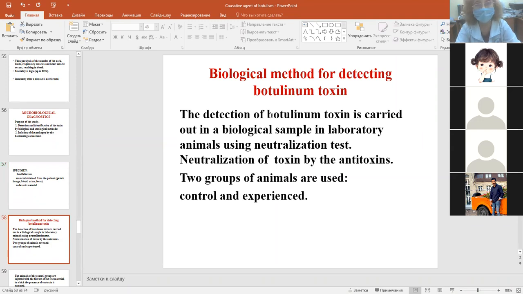Biological method for detecting botulinum toxin. The detection of botulinum toxin is carried out in a biological sample in laboratory animals using a neutralization test. It is named a biological method because animals are used, but really we have to do a serological test, neutralization. The toxin should be neutralized, and it is possible to neutralize toxin just by the action of antibodies for exotoxin, named antitoxins.